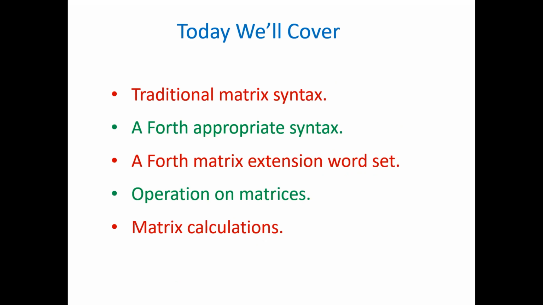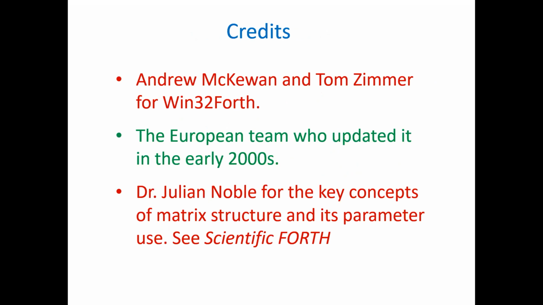I dig out the book and I start working my way through all the parentheses, brackets, and braces, and struggle with trying to figure out. So what I'm looking at now is how to do it in Forth. So today what we're going to cover is a little bit of the traditional matrix syntax that you'd normally see in textbooks, a Forth appropriate syntax, and then finally a Forth matrix extension word set that follows that syntax, and then some operations on matrices and the matrix calculations.